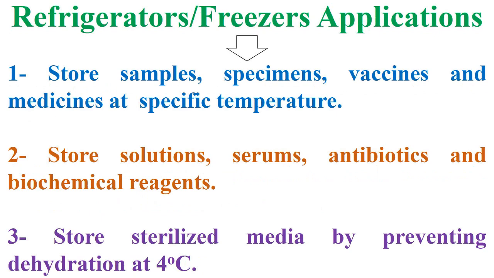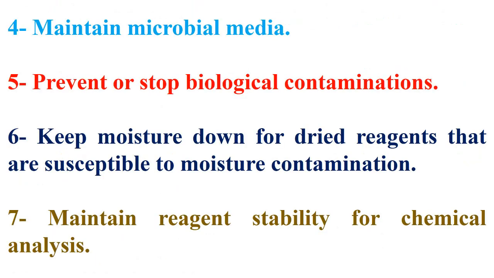Finally, laboratory refrigerators and freezers are used to: 1. Store samples, specimens, vaccines, and medicines at specific temperature. 2. Store solutions, serums, antibiotics, and biochemical reagents. 3. Store sterilized media, by preventing dehydration at 4 degrees Celsius. 4. Maintain microbial media.